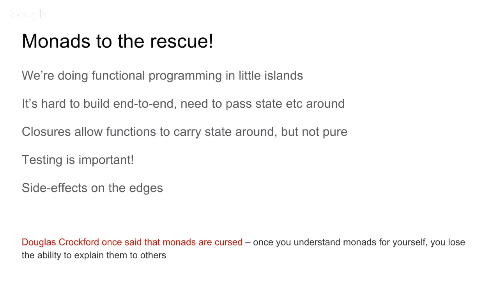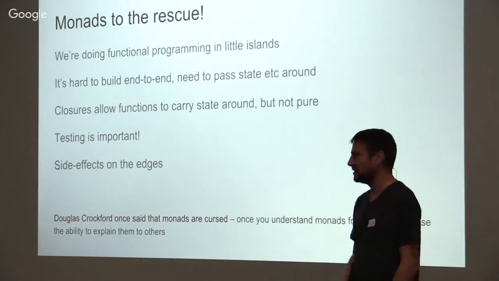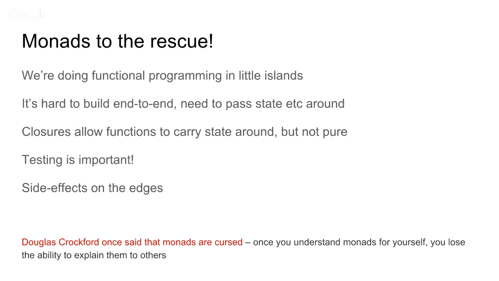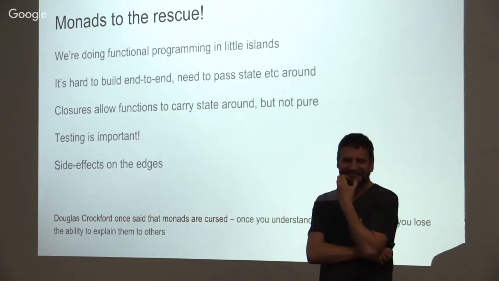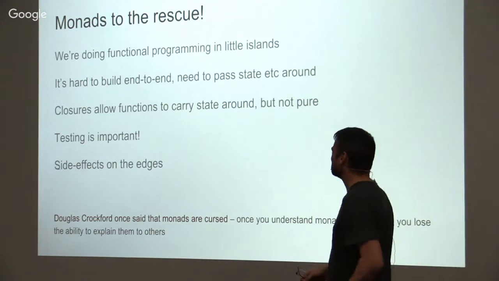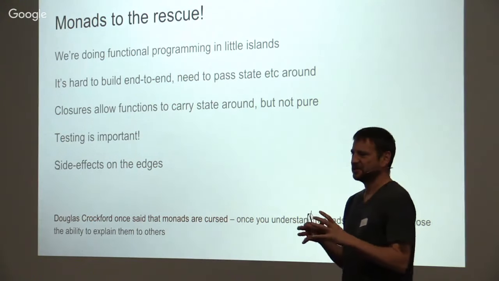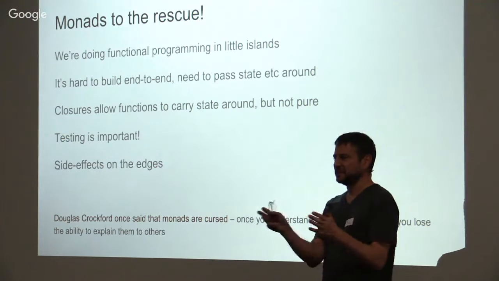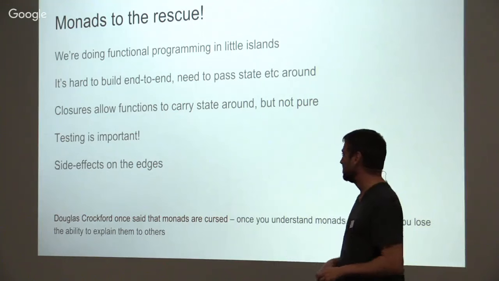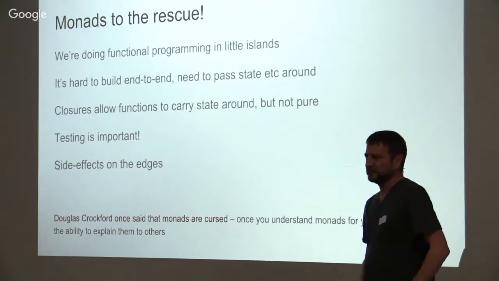So monads to the rescue, right? This quote at the bottom is brilliant. Douglas Crockford made a very valiant attempt to describe what monads are at a YUI conference in 2012. And he suggested that once you understand monads for yourself, you lose the ability to explain them to anyone else. And it's kind of true. So I'm not even going to attempt to explain them, but basically it's just a box, a container with a value inside it, just like a list is a container for a bunch of values. You can put anything inside a monad. It's just a value. You can even put a function or a functor inside a monad.